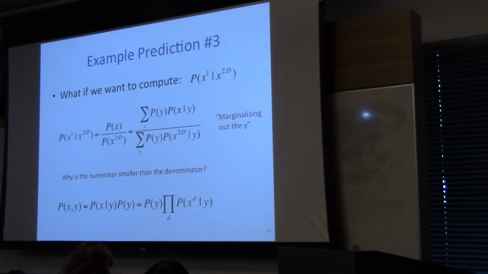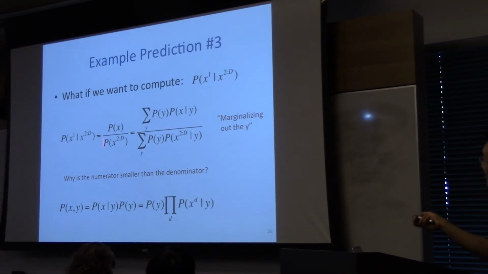Okay, here's example number 3. Suppose we want to compute x1 given the other x's, but we don't condition on y. We don't know what the y is. We didn't measure the y, or we threw it out. Well, the way you would compute this is you would simply marginalize out the y's. We compute what this probability would be if y was the positive class, and what it would be if y was the negative class. Take the weighted average of those based on the relative frequencies or likelihoods of y being the positive or negative class, and that's our answer. And that's what this formula basically represents.